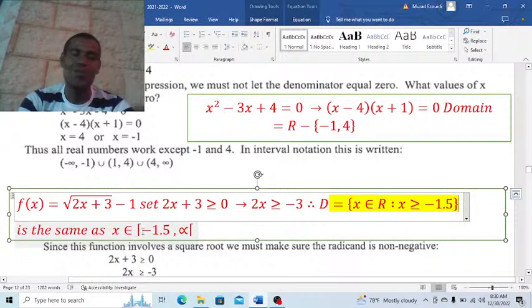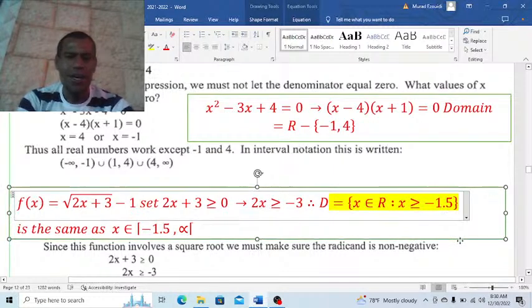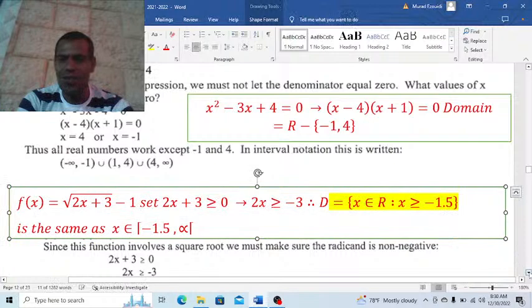X belongs to a closed interval from minus 1.5 to infinity. That's why x is more than or equal. So many numbers, in fact, satisfy this inequality. That's why we use this or that. Okay, so I will just now continue, learners.